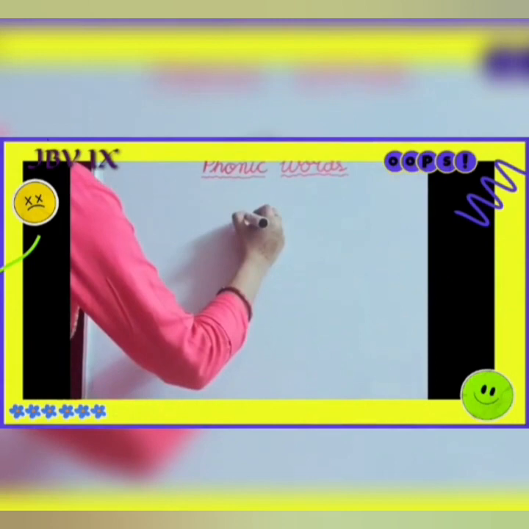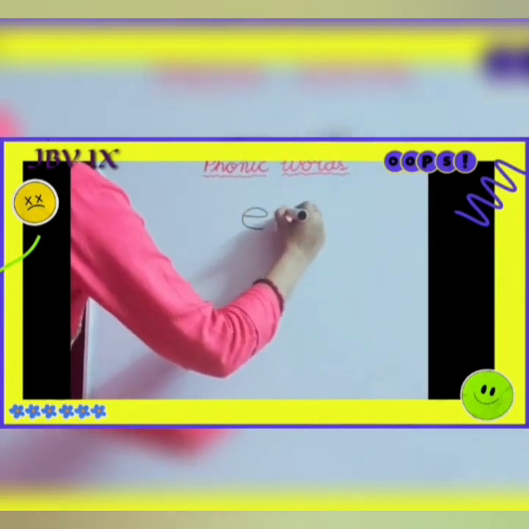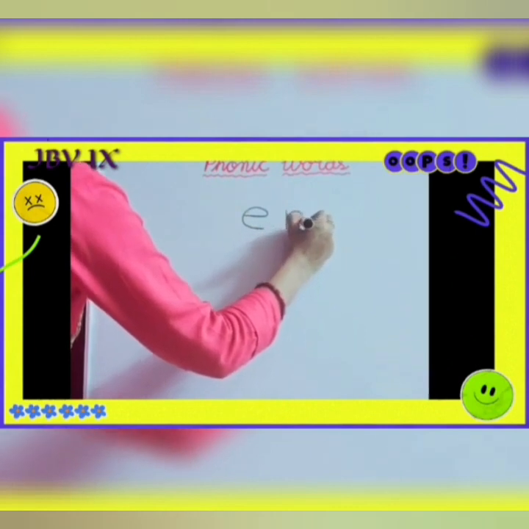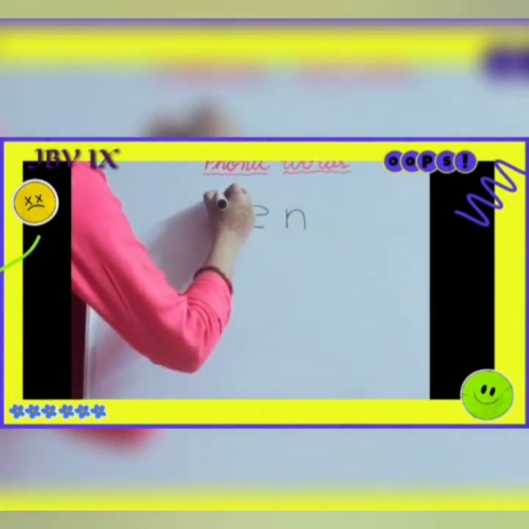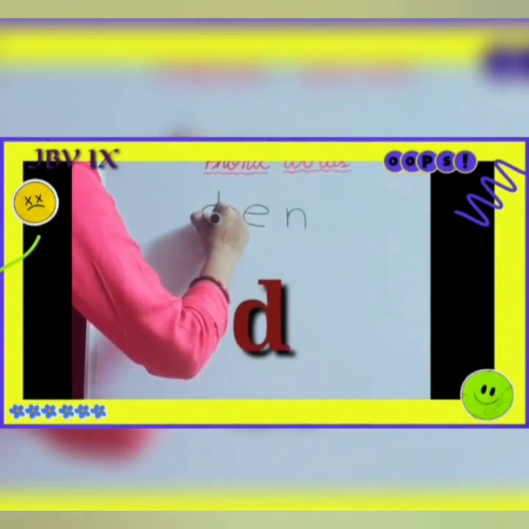Let's add some more letters with word family E N N. Here I am going to add letter D. Which letter is this? D.